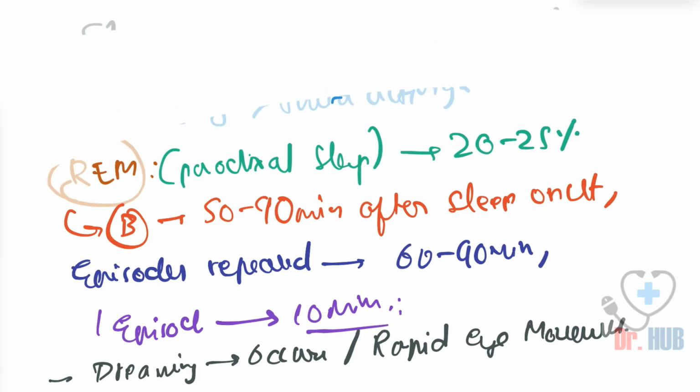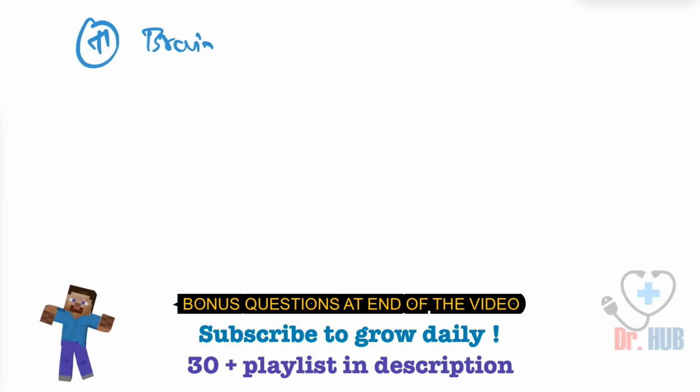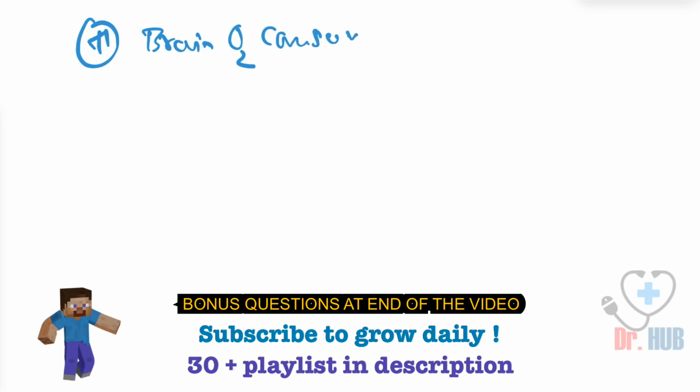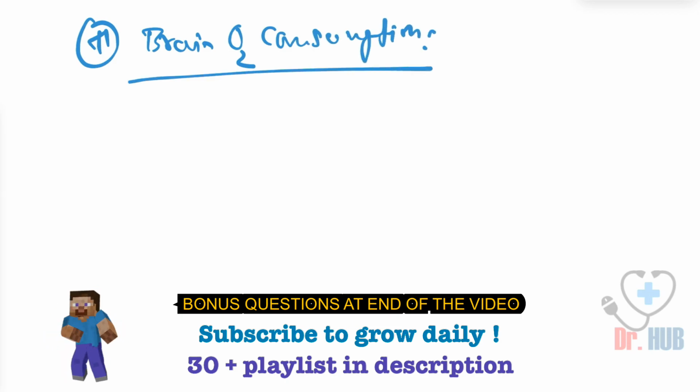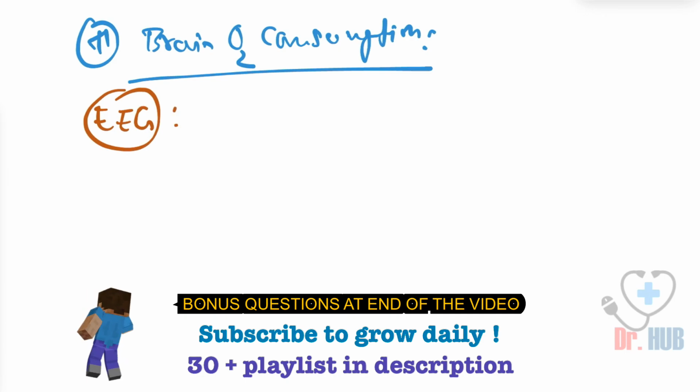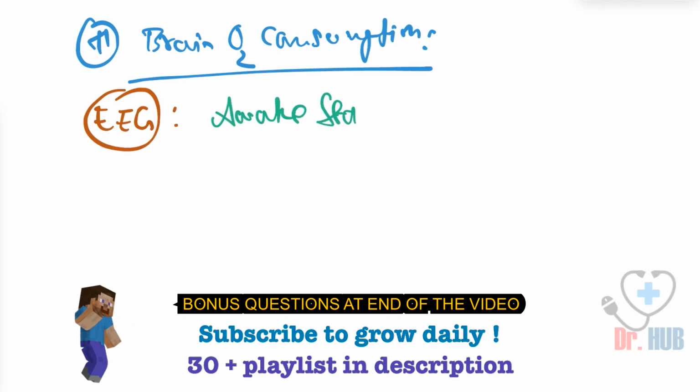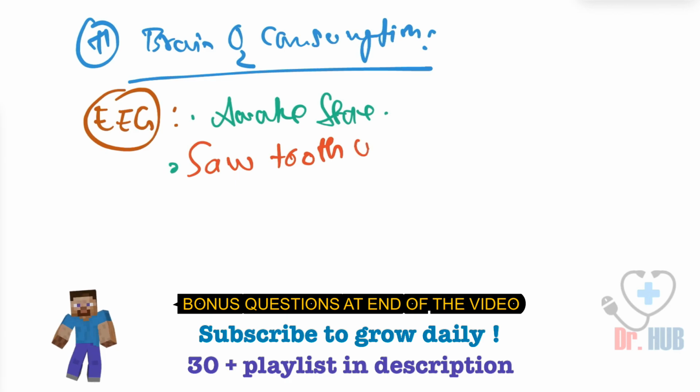Then there is a severe increase in brain oxygen consumption. What is the EEG finding of REM? The EEG resembles that of the awake state. Other than that, sawtooth waves are present.